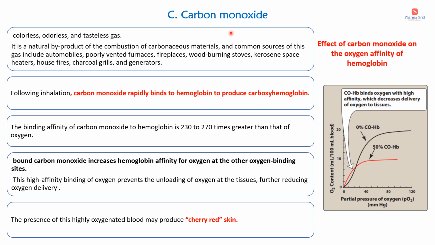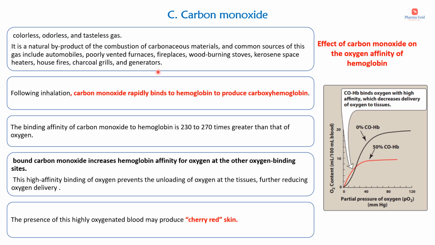Moving on to carbon monoxide poisoning. It is a colorless, odorless and tasteless gas. It is a natural byproduct of the combustion of carbonaceous materials, and common sources of this gas include automobiles, poorly vented furnaces, fireplaces, wood burning stoves, kerosene space heaters, house fires, charcoal grills and generators.